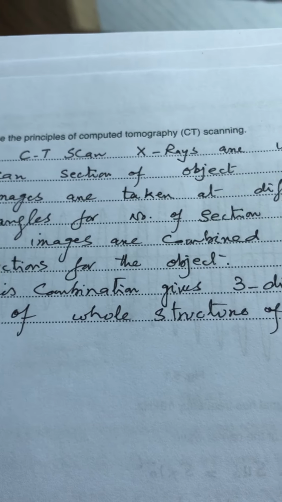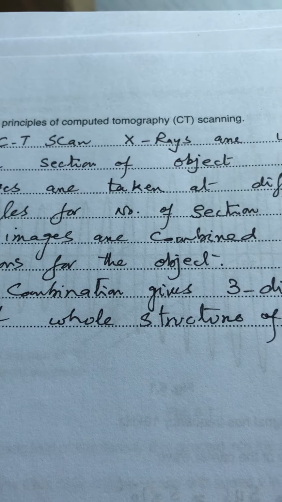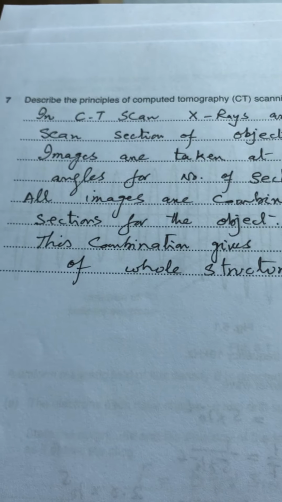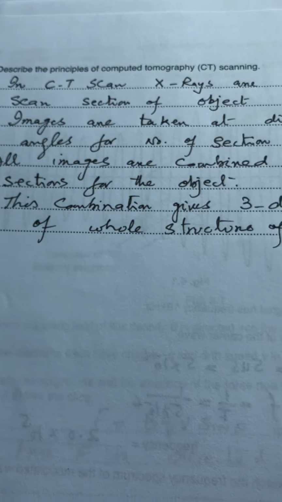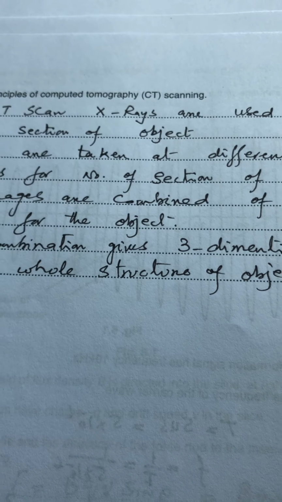And then question number 7 is, describe the principle of computed tomography. So CT is actually X-ray. In a CT scan, X-rays are used to scan sections of an object. Images are taken at different angles for a number of sections of the object. All the images of the many sections are combined. This combination gives a 3-dimensional image of the whole structure. So this is actually the principle of computed tomography, or CT scan.